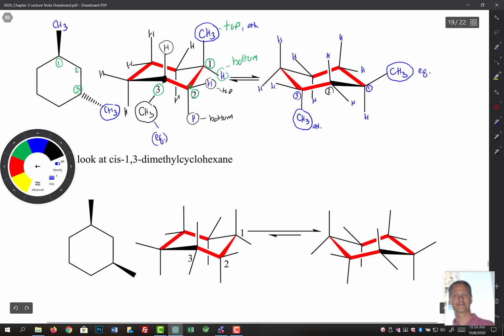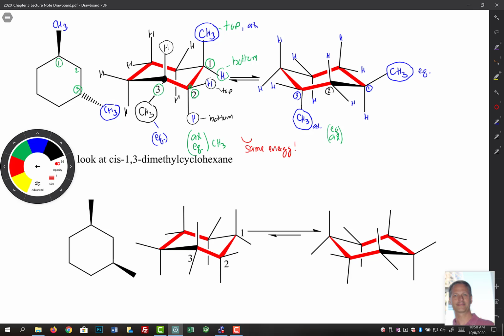All right, now when we look at this and we try to make a guess on energy, remember we said it was 1.8 kcal per mole to have a methyl group at the axial position. So here we have a methyl axial and we have a methyl equatorial, right? And on this side, we have a methyl axial and we have a methyl equatorial. So they're both the same energy in this case. So these guys are simply the same energy. Now that's not always going to be the case.